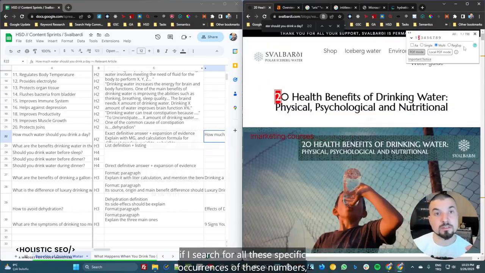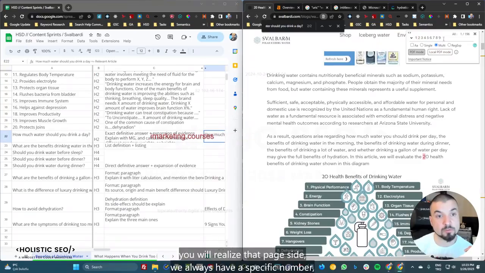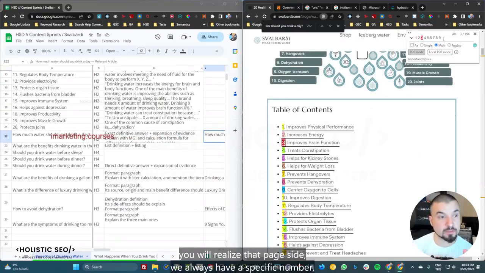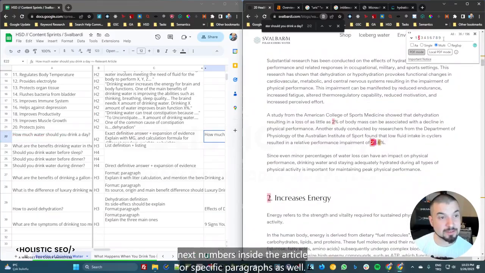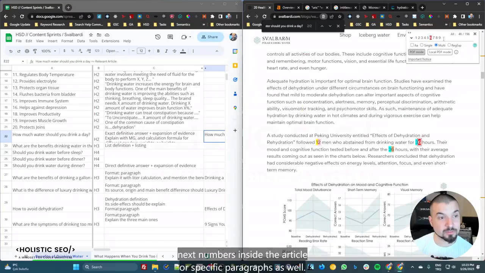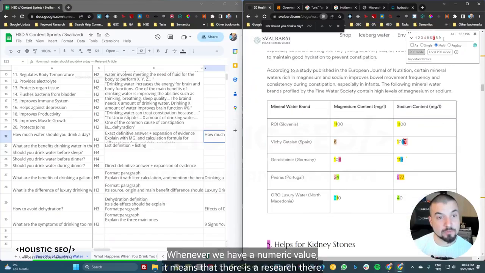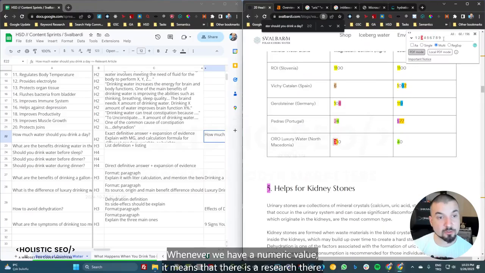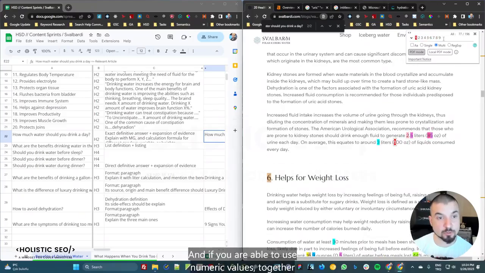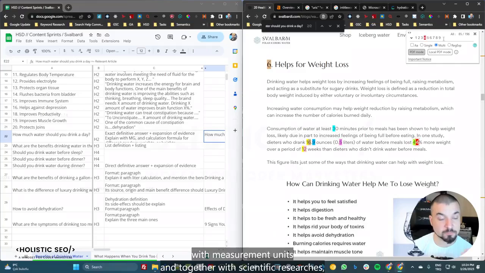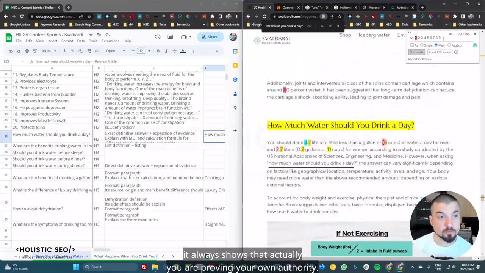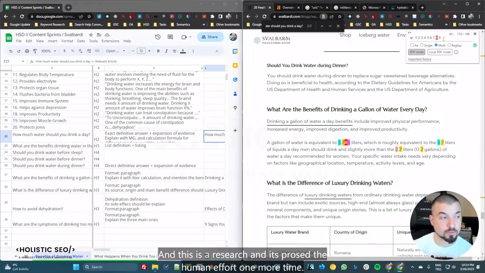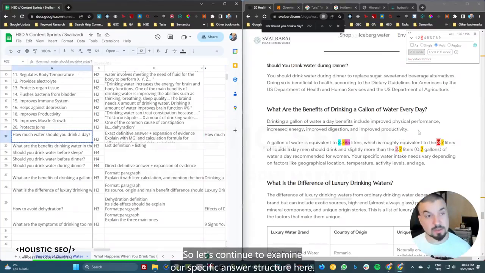If I search for all these specific occurrences of these numbers, you will realize that page side we always have a specific number, not just these of course, but also some, let's say, next numbers inside the article or specific paragraphs as well. Whenever we have a numeric value, it means that there is a research there, and if you are able to use numeric values together with measurement units and together with scientific researches, it always shows that actually you are proving your own authority, and this is a research and it proves the human effort one more time. So let's continue to examine our specific answer structure here.